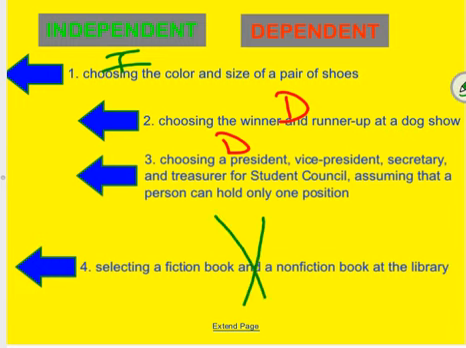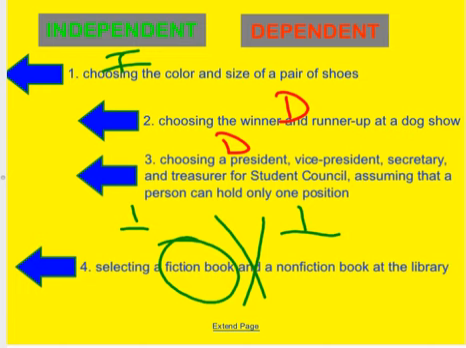Remember, these two are opposites of these, right? So you got to pick this fiction book. So that's going to be 1 out of all the fiction books, and then this is going to be 1 out of all the nonfiction books. So those don't depend on each other, so that's why they get the word independent. So 4, you need to circle independent.